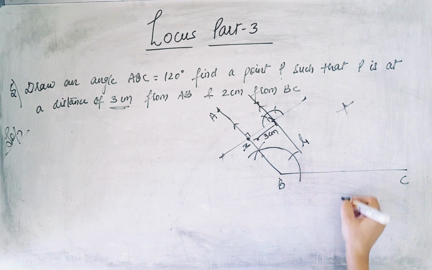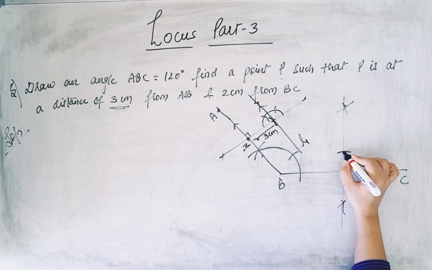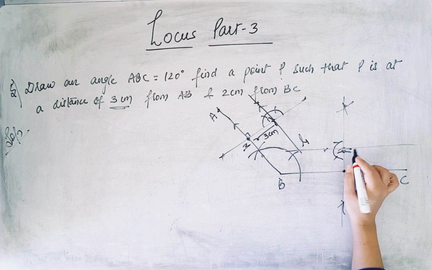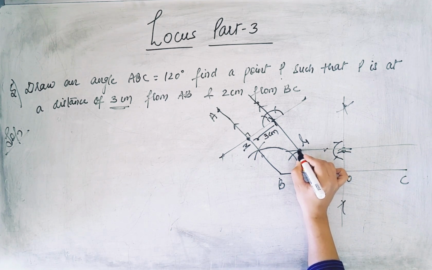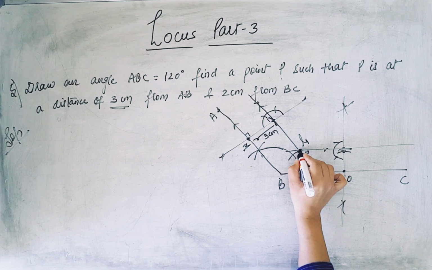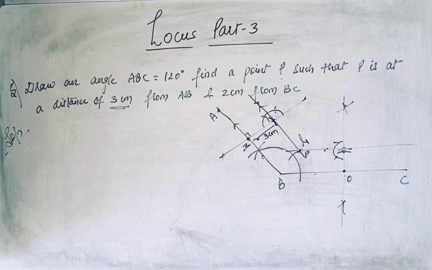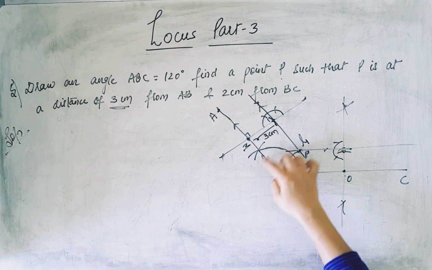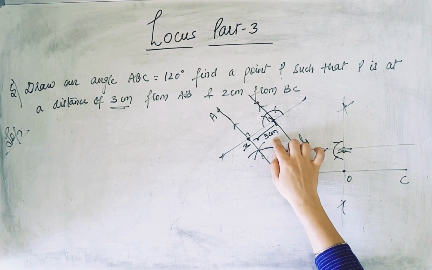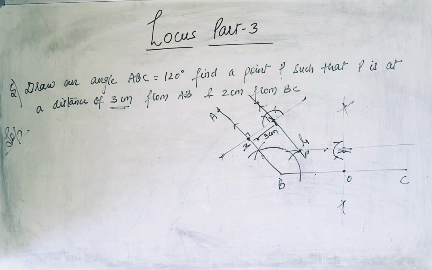We'll draw the perpendicular bisector of BC. This is the midpoint which we have got. Then from here 2 centimeter. So we'll draw again a line over here. Let's suppose this is the line which is at 2 centimeter from the base. These both lines are intersecting at point P. So this point P is the required locus, which is at a distance of 3 centimeter from AB and 2 centimeter from BC. The question was very simple. We have to construct a line which is parallel to AB and parallel to BC. When we construct a line parallel to AB, it will be at a distance of 3 centimeter, and from BC it will be at a distance of 2 centimeter. These both lines will meet at a point and that point is the required locus.